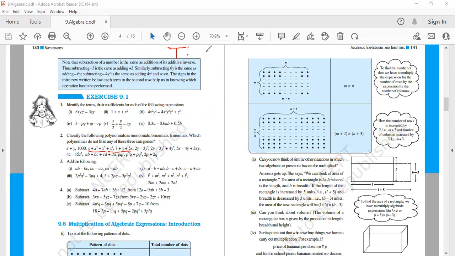7 plus y plus 5x, 7 plus 5x plus 7 plus y is there. You can write y here, no problem, because arrangement order is not important, expression is important. So now the second one, 2y minus 3y square plus 4y cube, and 5x minus 4y plus 3xy.